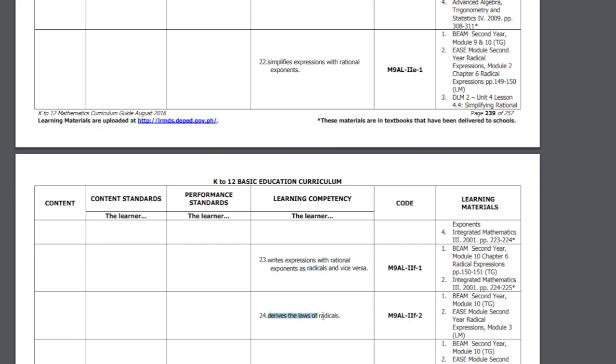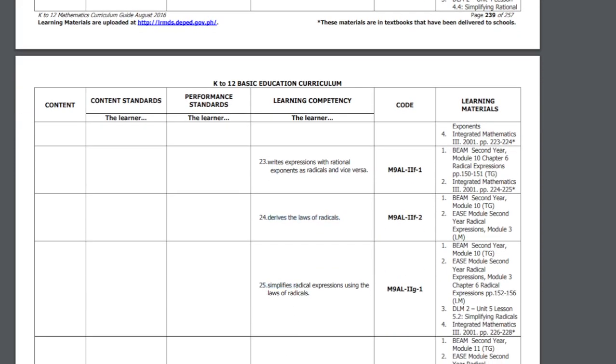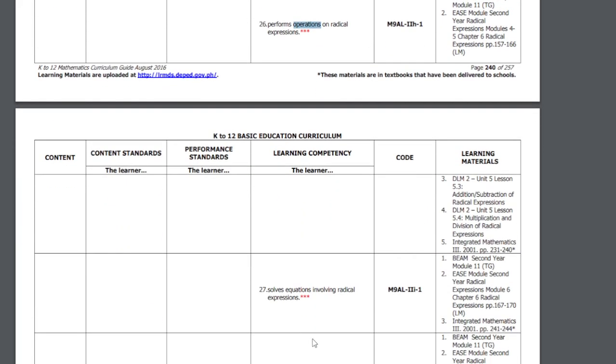Then we're going to derive the laws of radicals. I like this actually. The laws of radicals, then simplify and perform operations on radical expressions. What are the operations? Those are addition, subtraction, multiplication, and division. Then after that, we are going to solve equations involving radical expressions. And finally, solve some word problems involving radicals.